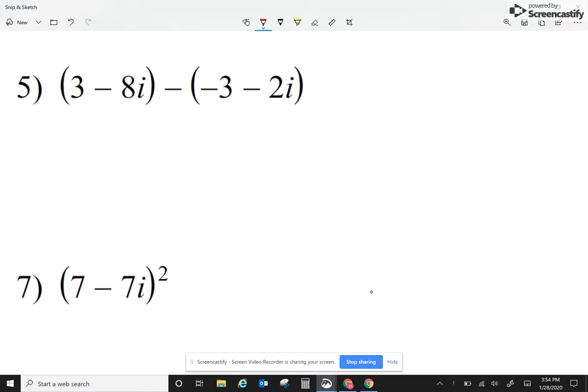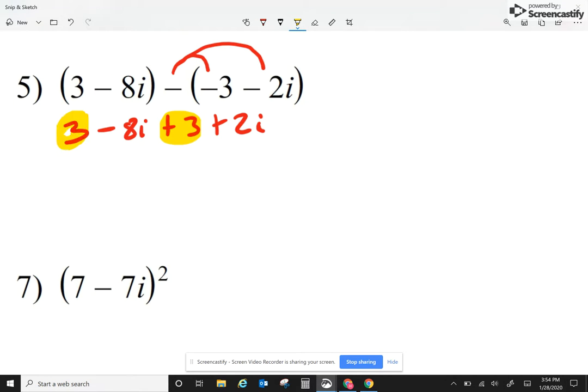My first parentheses, let me write it as 3 minus 8i. Now my second parentheses, because of the minus before it, when I distribute, I'm going to change the signs. Let me write that as plus 3 plus 2i. Now what I'm going to do, I'm going to combine the like terms. Let me take a look at the real numbers first. Those that do not have an i, I'm going to call that 6. Then let me take a look at those that do have an i. Negative 8 plus 2, I'm going to call that negative 6i.